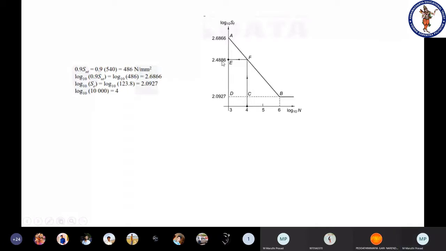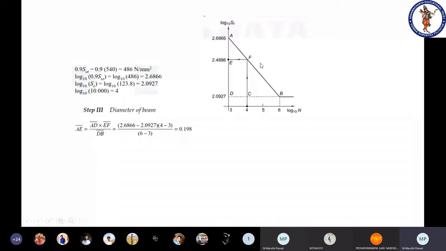Now we need to get the strength corresponding to 10,000 cycles. So log 10,000 is 4. We have identified 4 on the x-axis. From 4, you draw a vertical line which intersects AB at F. From F, draw a horizontal line parallel to the x-axis up to the y-axis, and it intersects at point E. This is the point which you have to calculate.